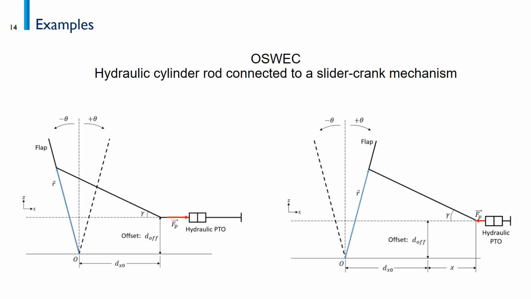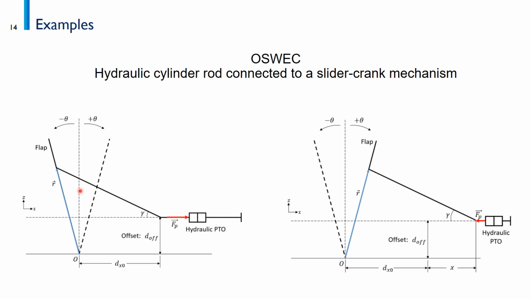Another example that we have, similar to the one in the previous slide, is the OSWEC, but with a hydraulic cylinder rod connected to a slider crank mechanism. So the difference here is that the hydraulic PTO cylinder is connected to a slider crank mechanism. In this case, the rod has a constant length, and what is changing here is the length of the cylinder in the hydraulic PTO.